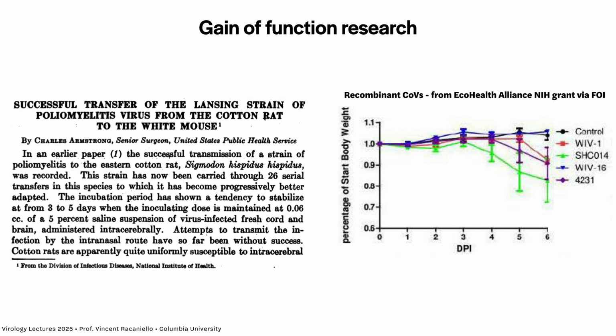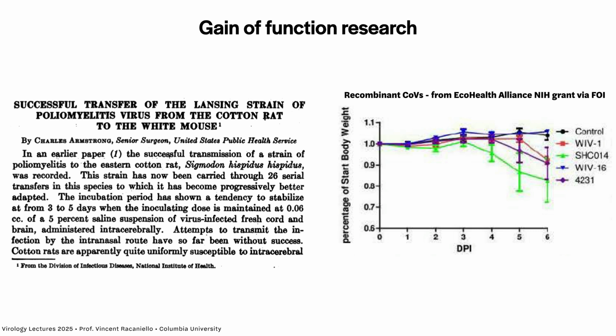On the left, this is a 1939 paper where they took a poliovirus and passaged it in rodents and got the virus to infect rodents. So this is a virus that only infects humans pretty much. They could adapt it to a new host by multiple passages, and now that's a gain of function experiment.